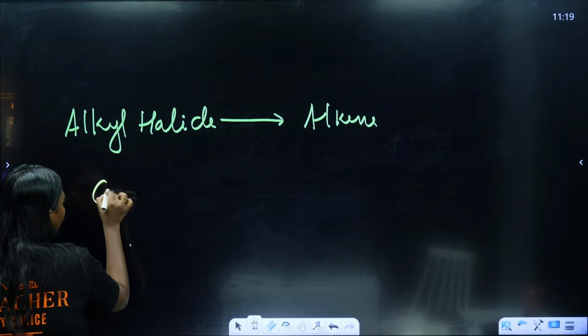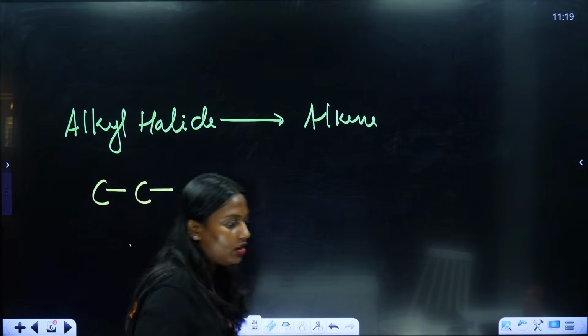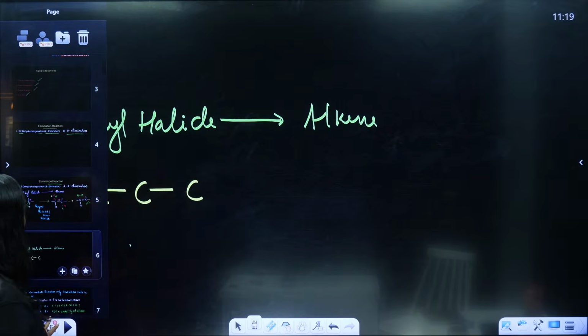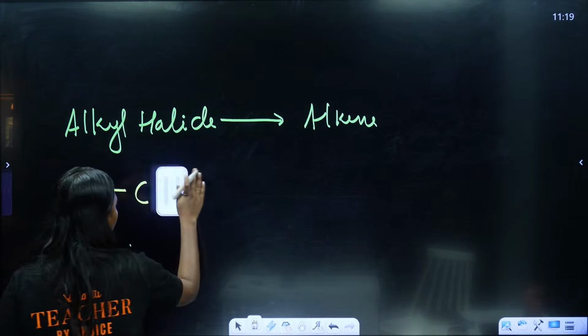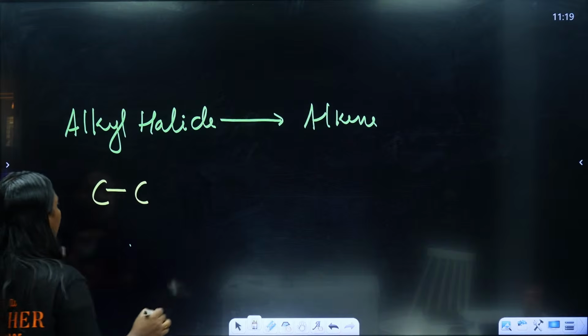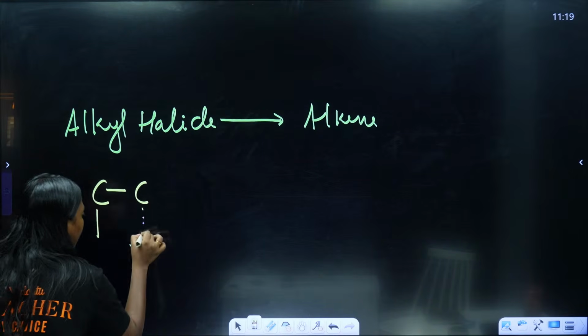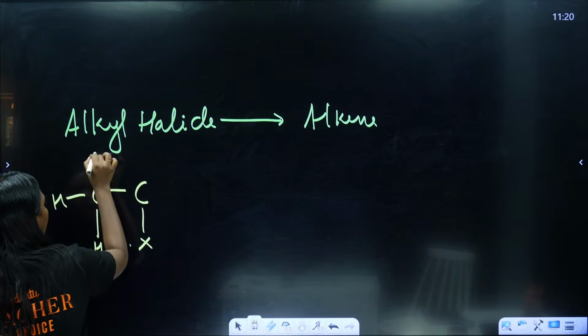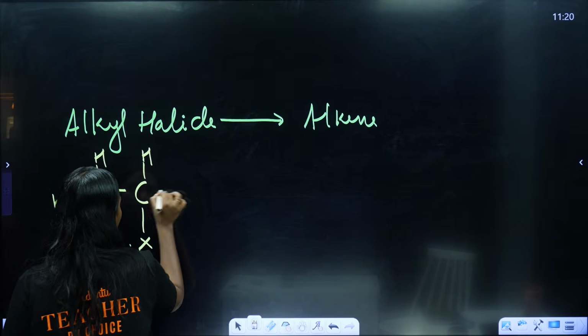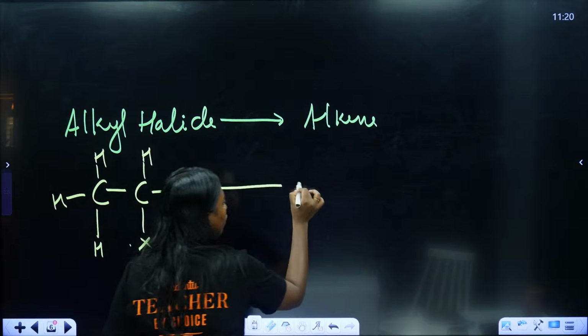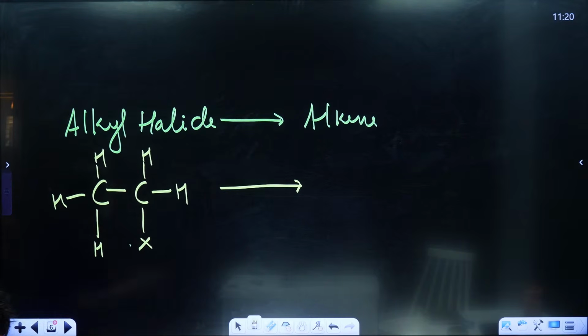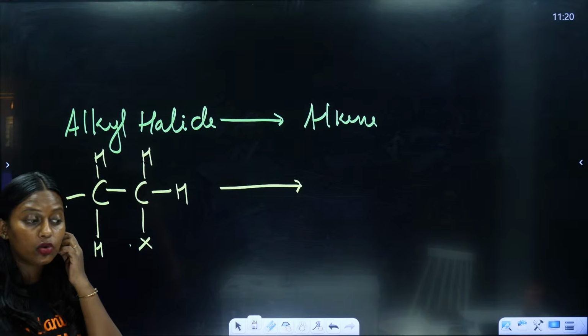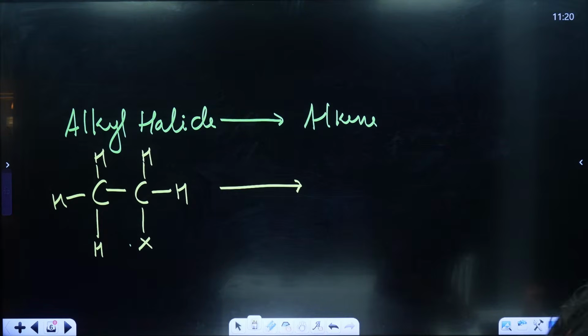So, here you can see carbons 1, 2, 3. If we don't take three carbons, we can do it with two carbons here. Here there is a halogen on one carbon, and here it is hydrogen, and here also it is hydrogen. So, what is happening? We are using a basic reagent.